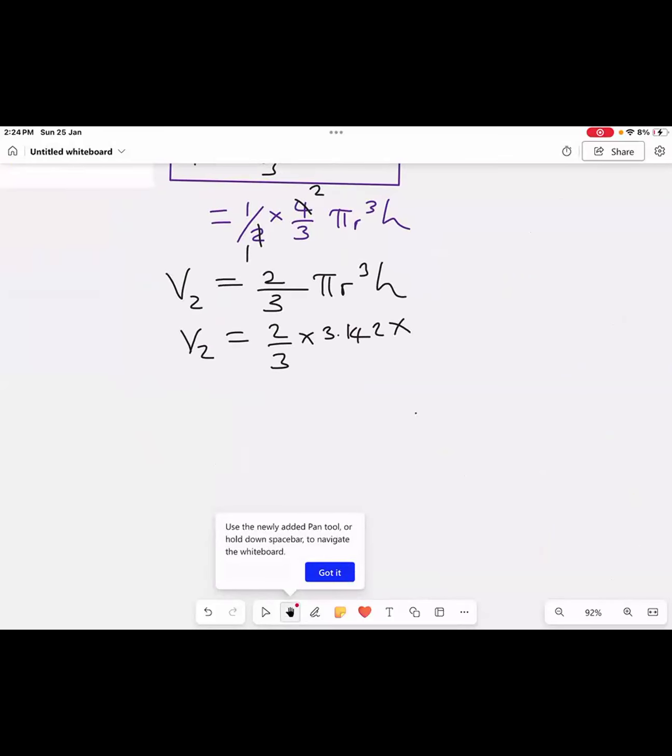Now plugging in the values, 2/3 multiplied by 3.142 times, as stated earlier, the radius was 3, so that's going to be 3 cubed. Remember that the radius of the sphere is the same thing as the height of the hemisphere. Let me show you where that is. The 8 is the height of the cylinder, you know.